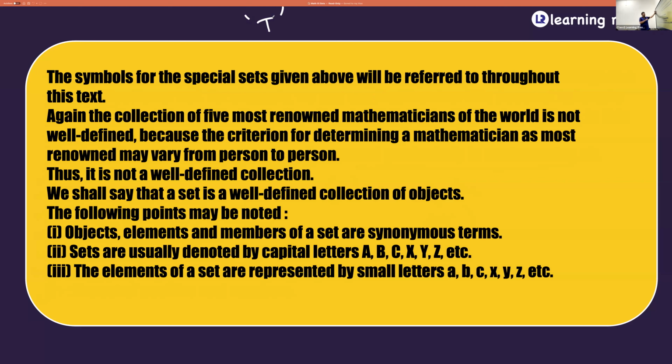Okay. So the symbols for the special sets given above are referred to throughout this text, meaning those symbols we are going to use in all other chapters also. Okay. You have seen the symbol, right? What does it mean? It's basically a Greek letter. It's called epsilon. So this one we say something belongs to. Okay. So before this, you will have something called an element. After that, you will have the name of the set.